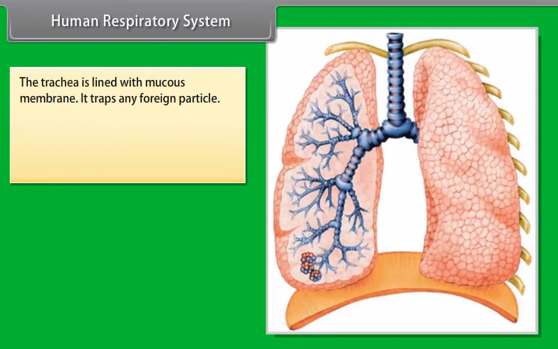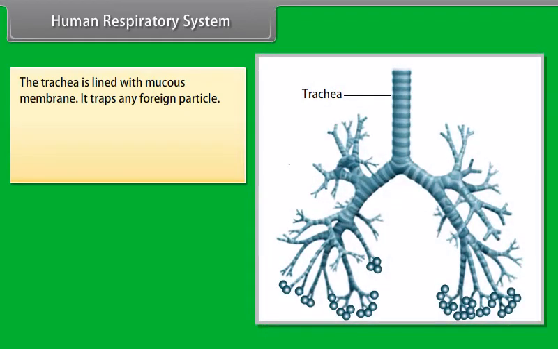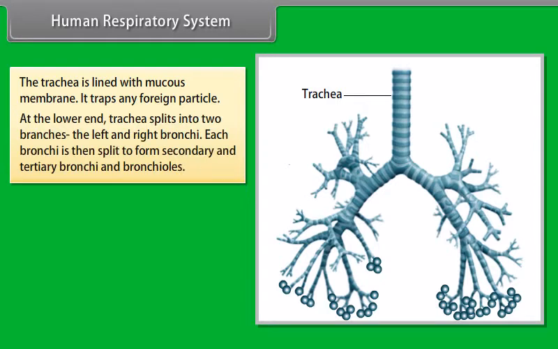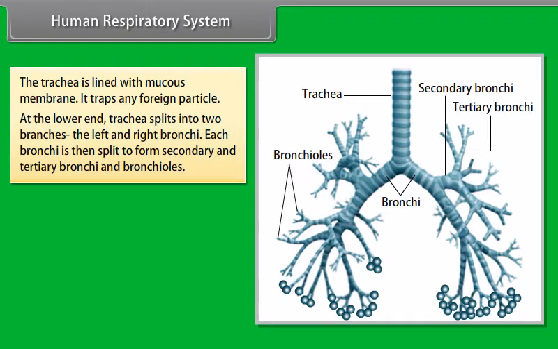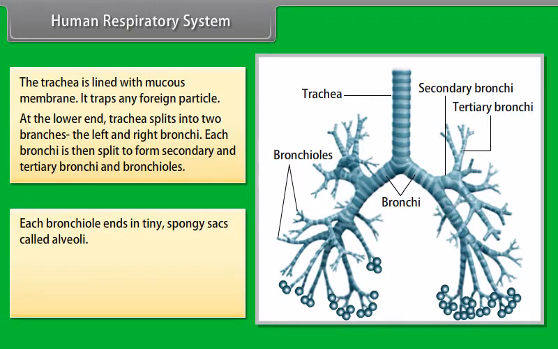The trachea is lined with mucous membrane. It traps any foreign particles. At the lower end, the trachea splits into two branches, the left and right bronchi. Each bronchus is then split to form secondary and tertiary bronchi and bronchioles. Each bronchiole ends in tiny spongy sacs called alveoli.